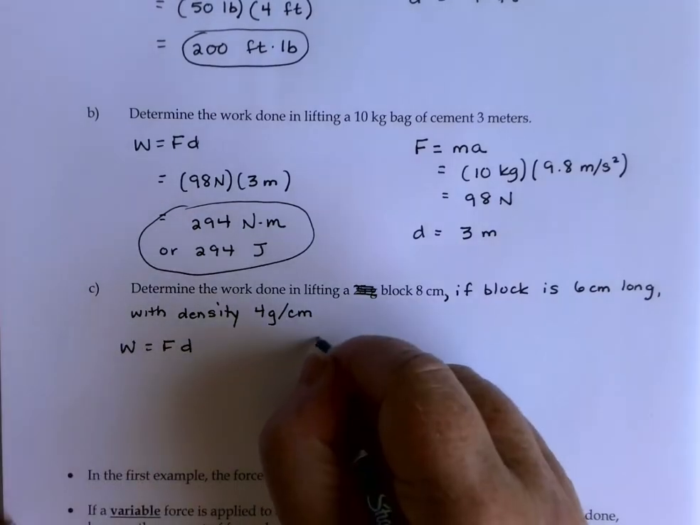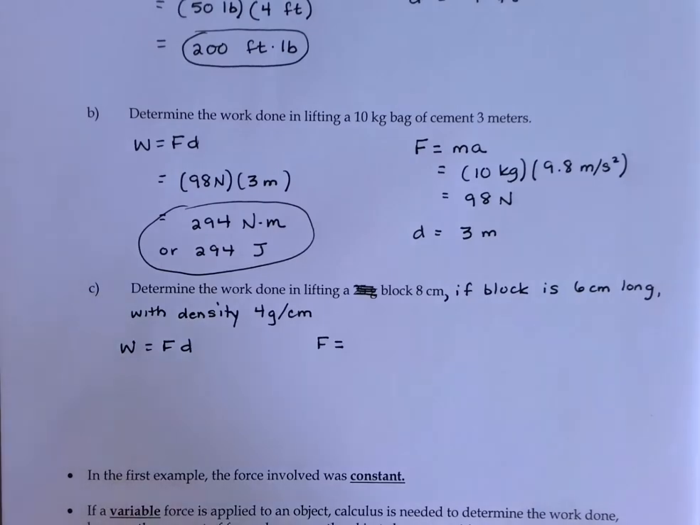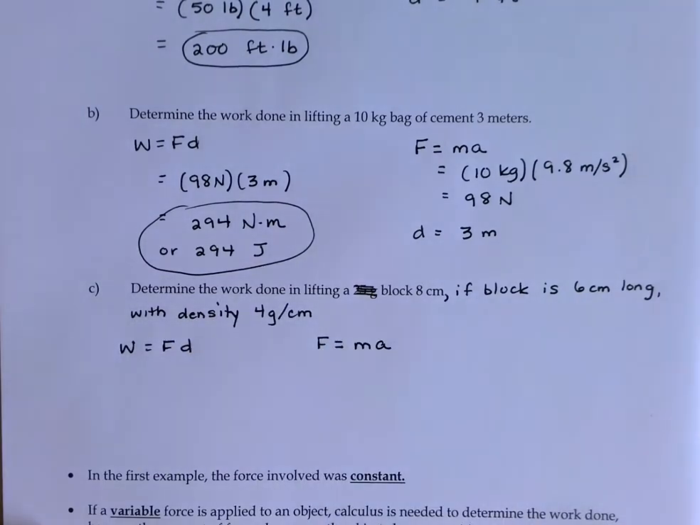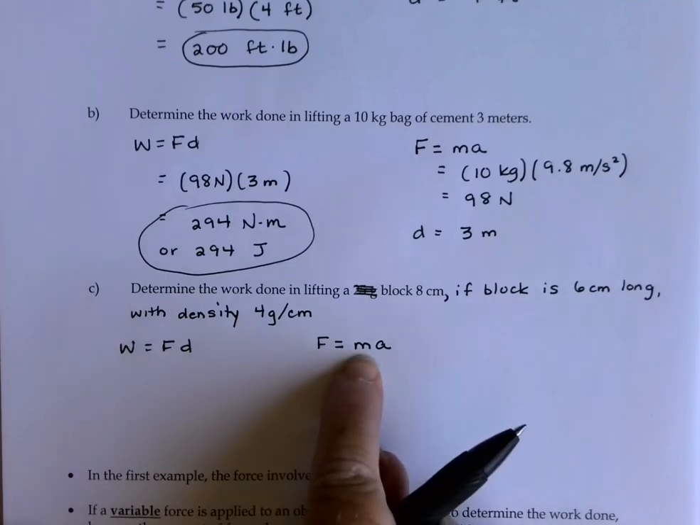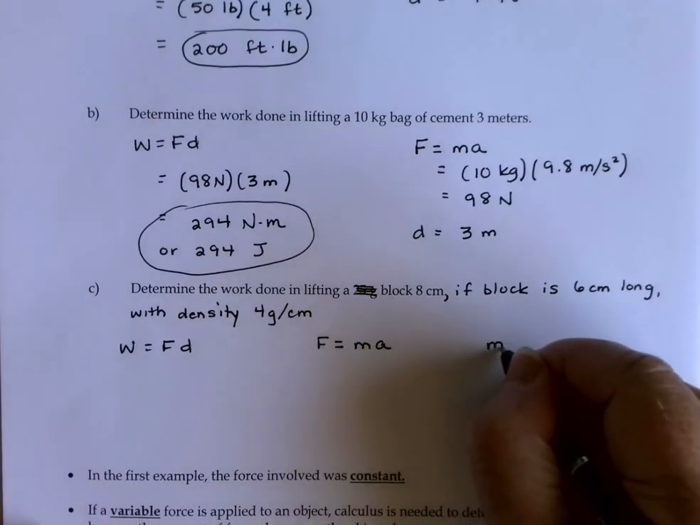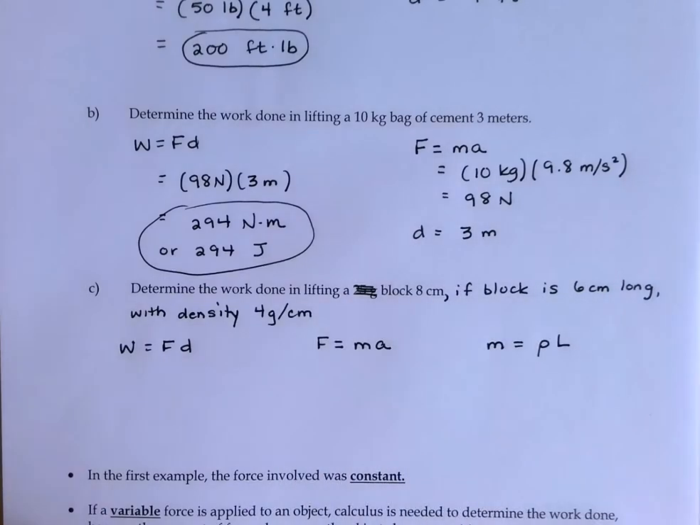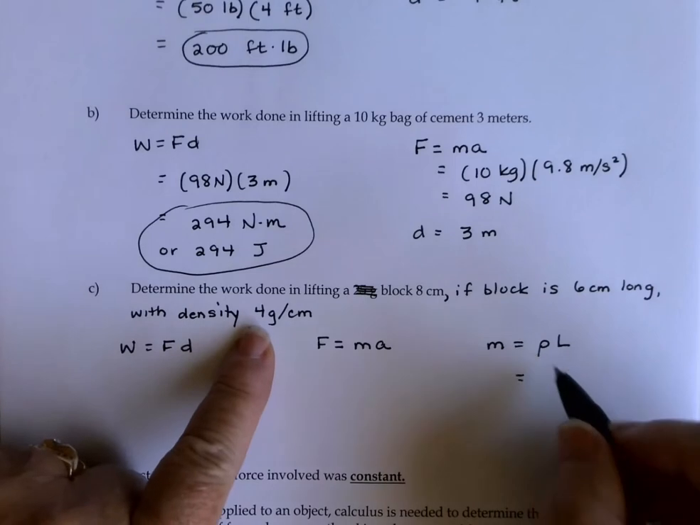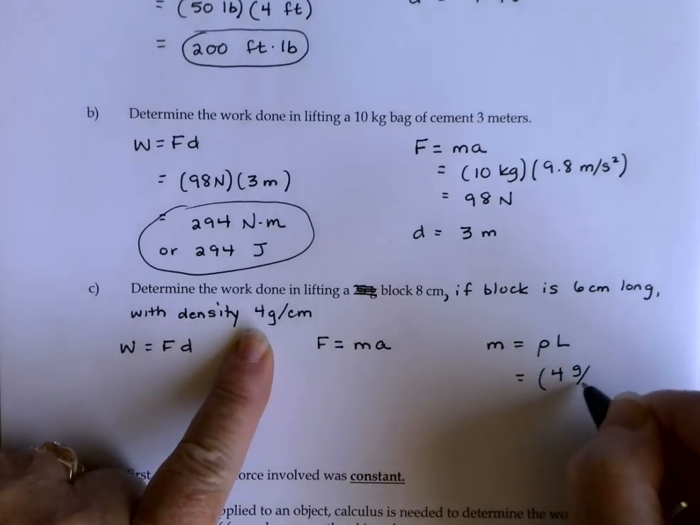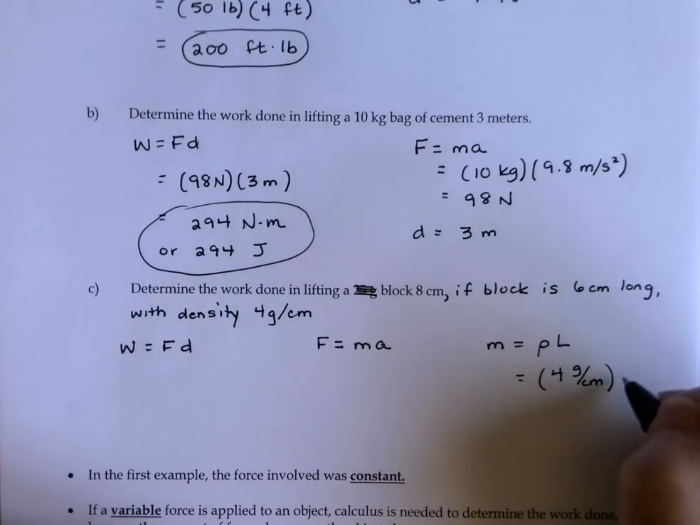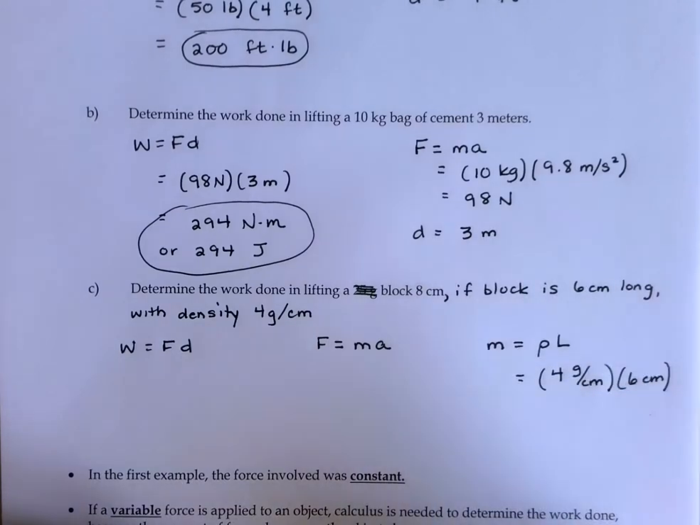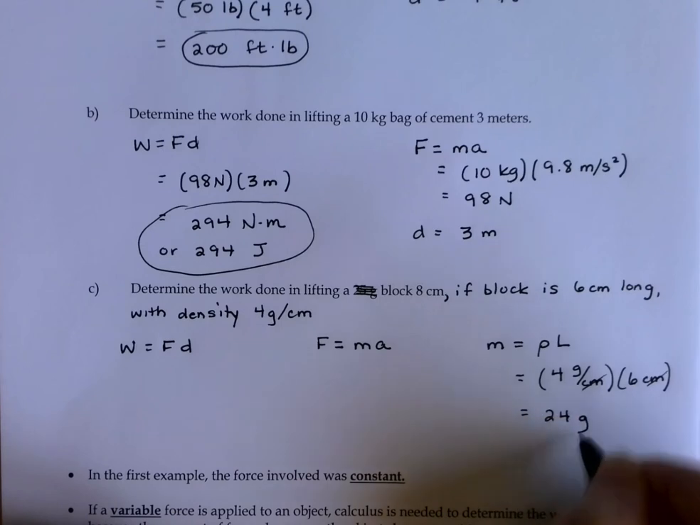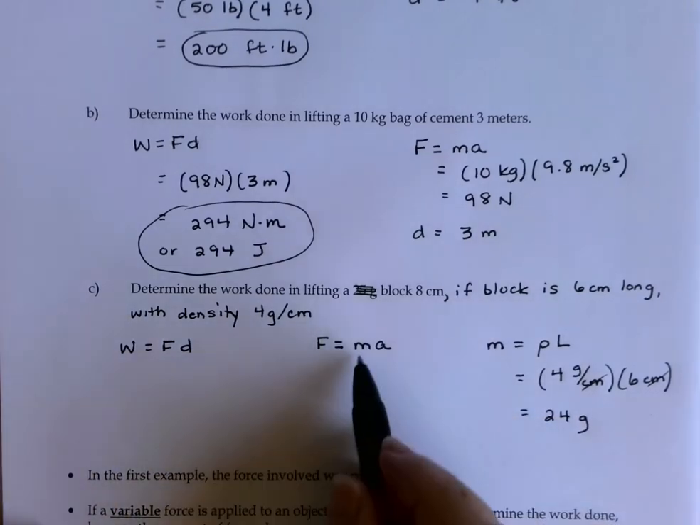Now to get my force, I'm going to say I wasn't given the force, so I know I can use force equals ma. But in this case, I actually wasn't given the mass either, so I'm going to have to go one more. Mass equals density times length. Now I've got information that I have. The density was 4 grams per centimeter, and the length was 6 centimeters. Notice our centimeters will cancel out here, giving us a mass of 24 grams. Okay. Now I can come back over here and plug in.